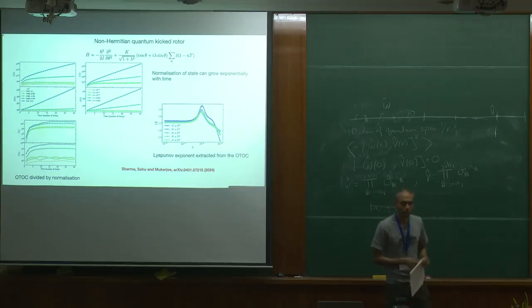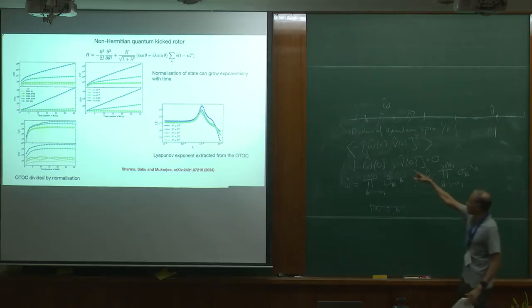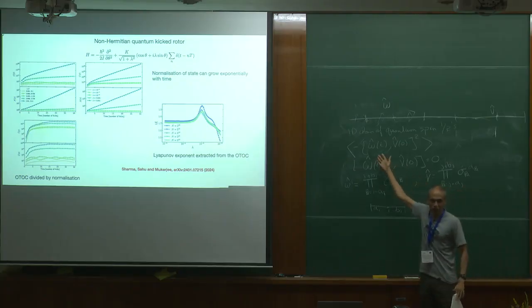What was the reason behind choosing W and V to be commuting? Sorry? What was the reason behind choosing the operators W and V to commute at the initial time? So what was the reason for them to have a zero commutator? Okay. So the reason for them to have a zero commutator at time t equal to 0 is that then you know that at time t equal to 0, this particular quantity is 0, right?